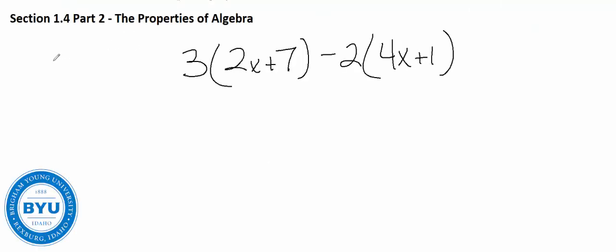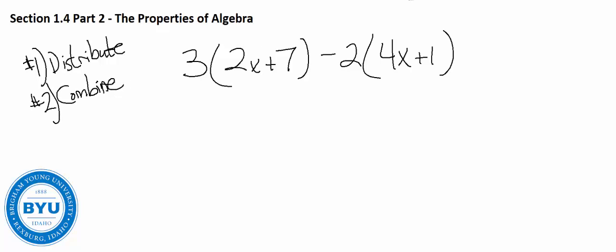You might be asked to simplify an expression by combining like terms. Anytime you have to simplify an expression by combining like terms, the first thing you should do is use the distributive property, distribute, and then combine like terms.